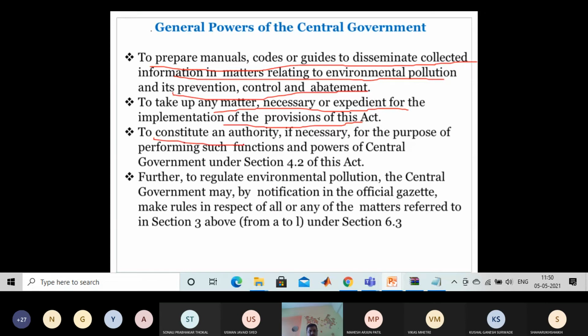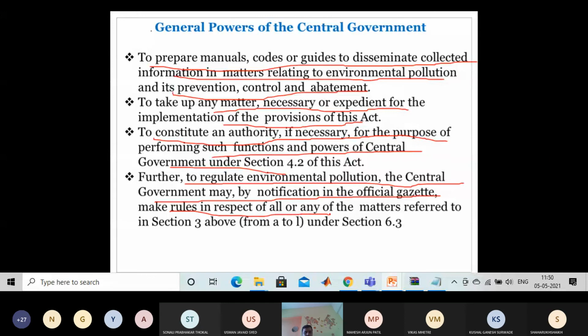To constitute an authority if necessary for the purpose of performing such functions and powers of the central government. Means they are supposed to be constituted, they are supposed to formulate the authority for the purpose of performing the above activities smoothly.